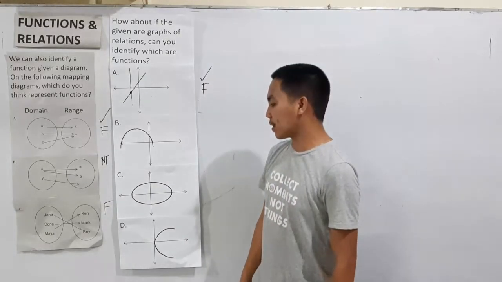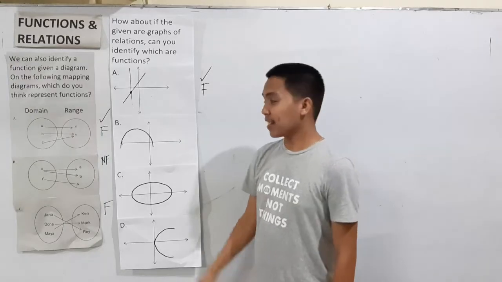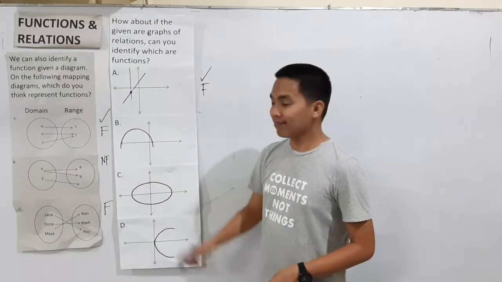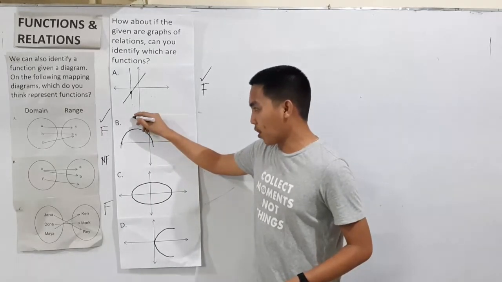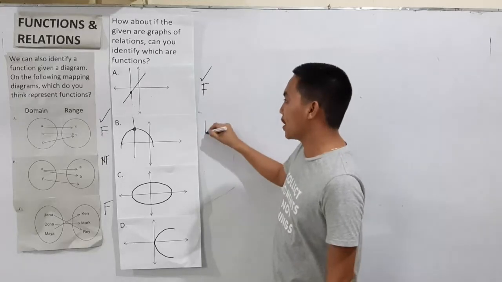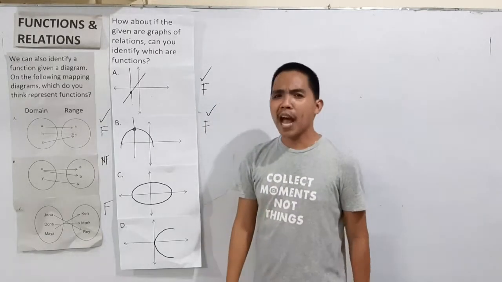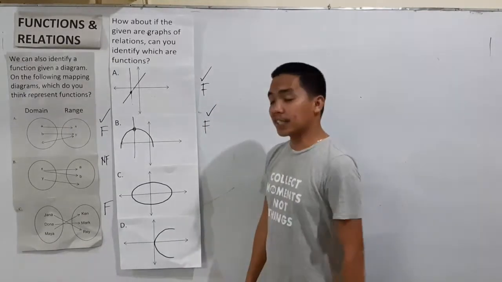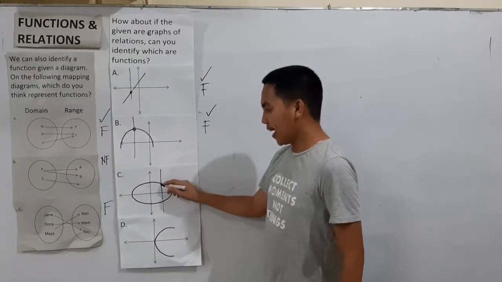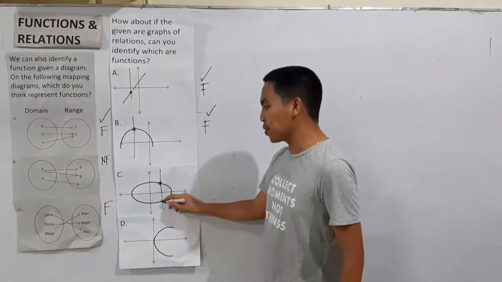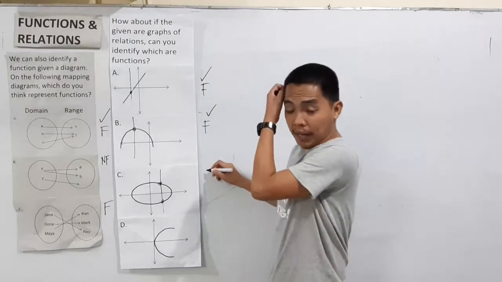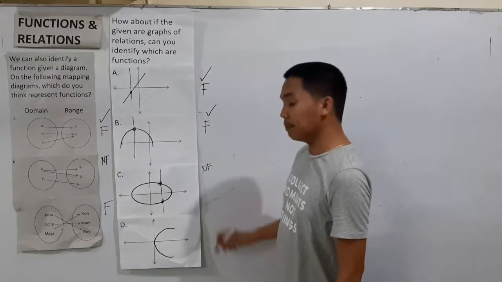How about letter B? Is the graph of letter B a function or not? If I draw a vertical line, it touches only 1 point, so this is still a function. How about graph C? I'll draw a vertical line, and obviously it touches 2 points of the graph. Therefore, this is just a mere relation, and this is not a function.